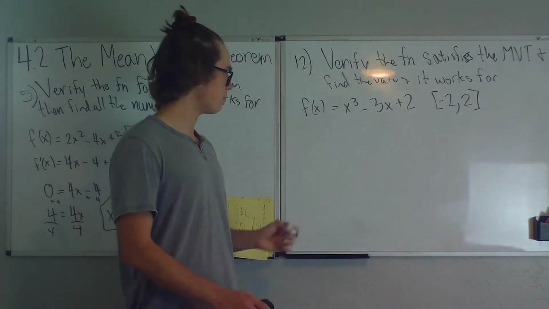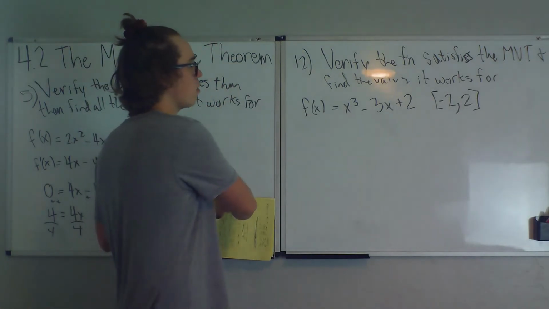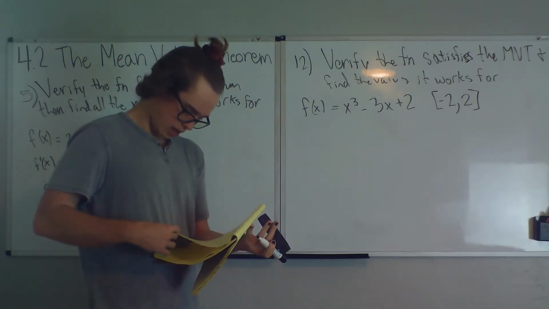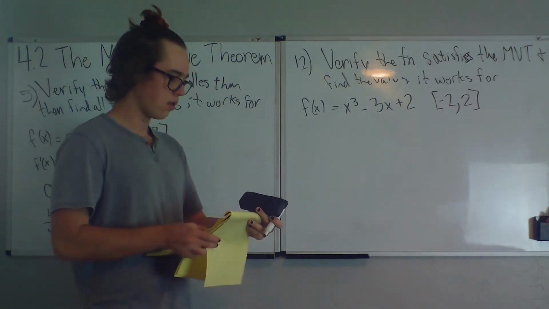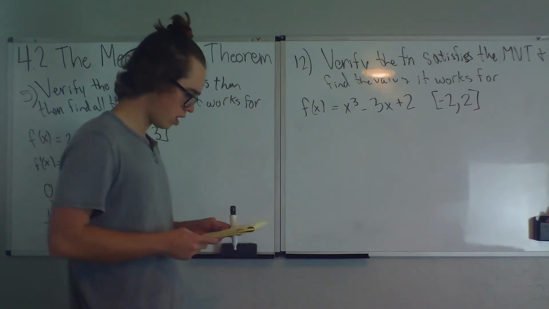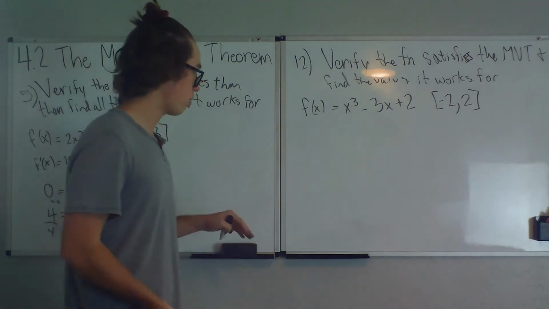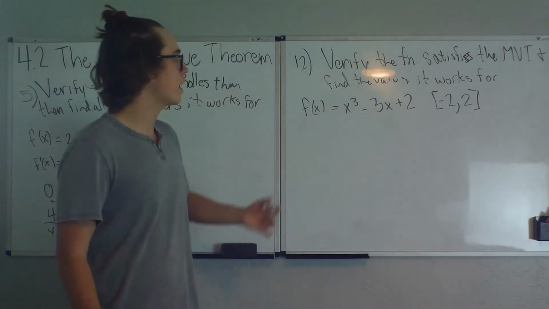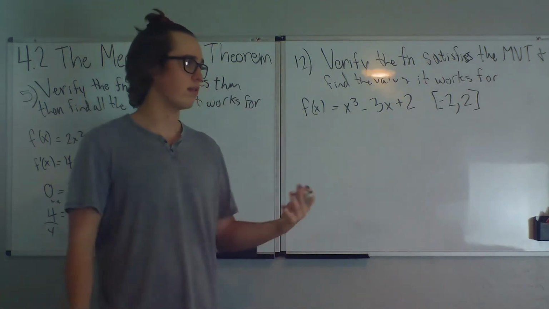Next problem, number 12. Verify the function satisfies the mean value theorem and find the values it works for. Well, we have our mean value theorem, and it states, let f be a function that satisfies the following hypotheses. 1. F is continuous on the closed interval a to b. And then 2. F is differentiable on the open interval a to b. Well, yet again, these are polynomials, so we know that they are going to be continuous and differentiable on all points of the real numbers.